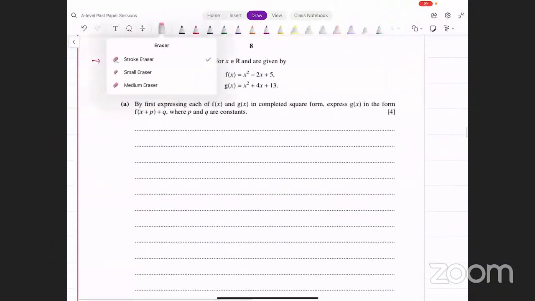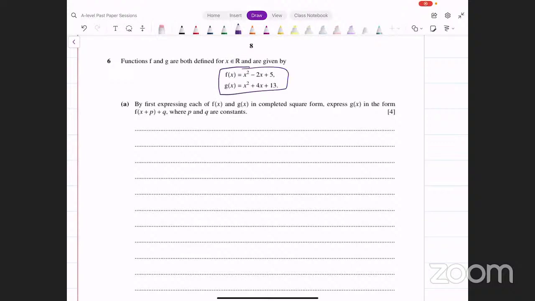Let's look at this. Question number 6. You've got functions here. F and G are both defined for all real values of x. इसका मतलब होता है x can be any real value, and they're given by these two functions. F of x equals x squared minus 2x plus 5, and g of x equals x squared plus 4x plus 13. Now it says by first expressing each of f of x and g of x in completed square form, express g of x in the form f of x plus p plus q, where p and q are constant.